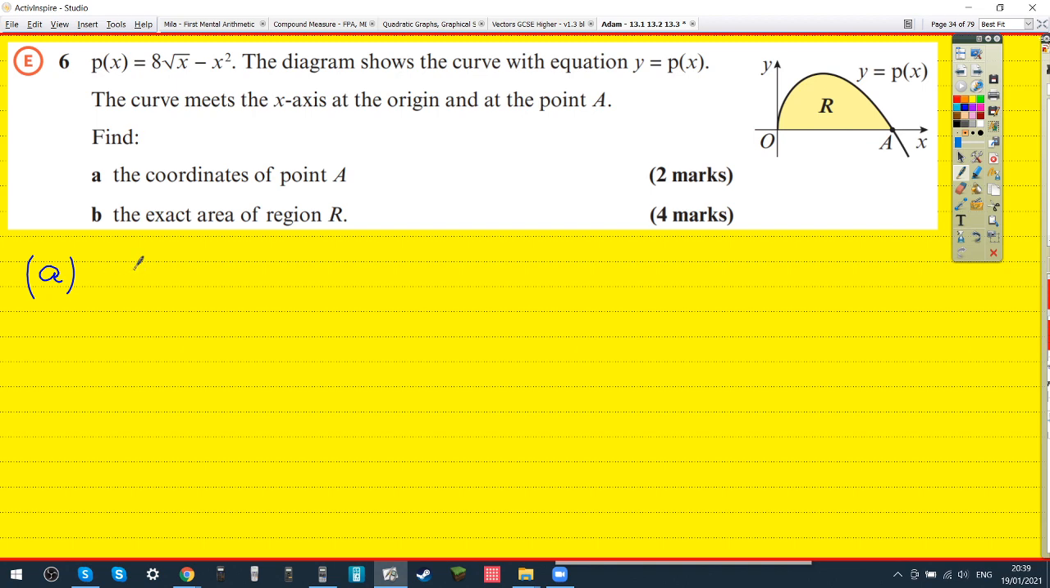So it'll be 0 equals... How else can you write x to the power of a half? Or 8x to the power of a half, sorry, minus x squared? Any idea how you'd solve this one?